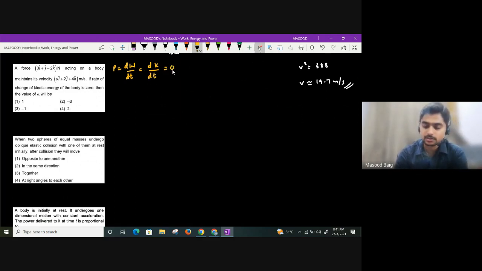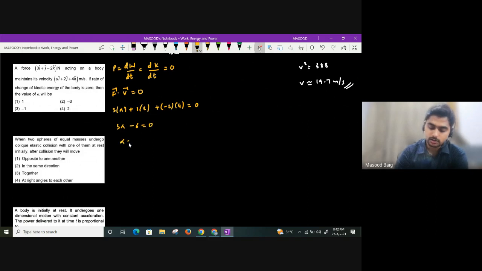How much is it given as? 0. And what do we write power as? F bar dot V bar will be 0. If you do dot product of these two guys, what will I get? 3 into alpha, 1 into 2 plus minus 2 into 4 should be equal to how much? 0. So 3 alpha plus 2 minus 8, which is minus 6, will be equal to 0. Alpha value will be 6 by 3, which is 2, guys. Understood, everyone?